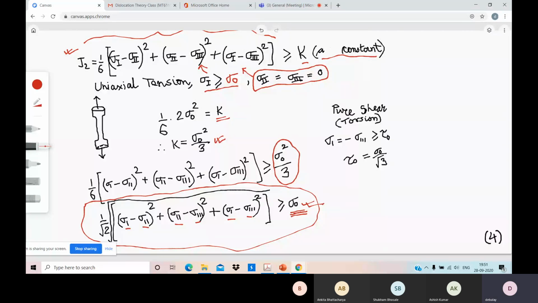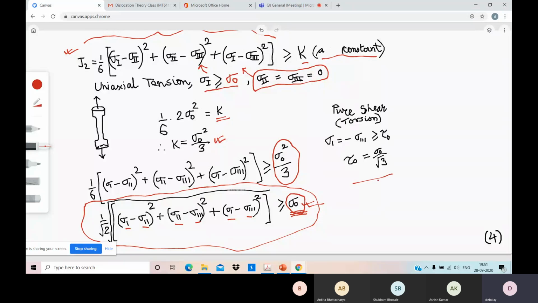So if you apply a certain kind of whatever complex loading, 500, 300, 200, 200, minus 100, 0, if I give you three principal stress values, you can tell whether yielding will occur or whether yielding will not occur, provided you know the yield strength value for uniaxial tension.